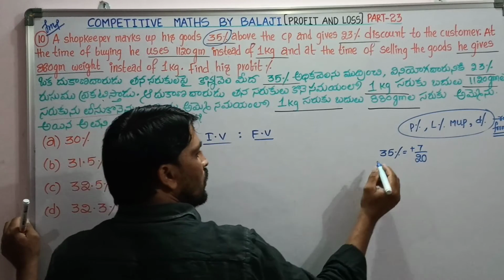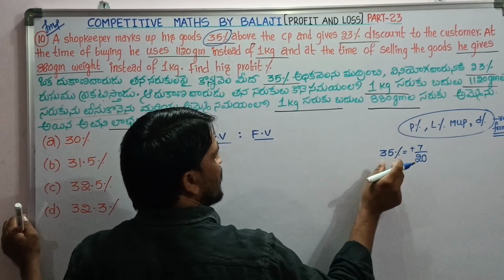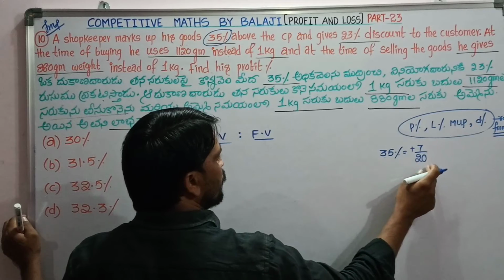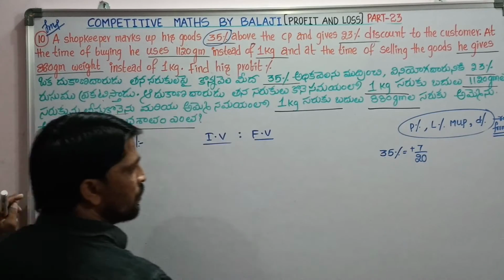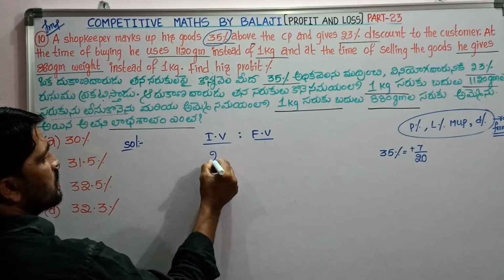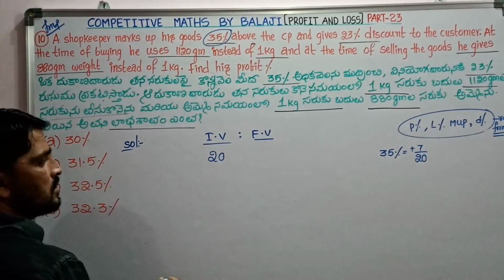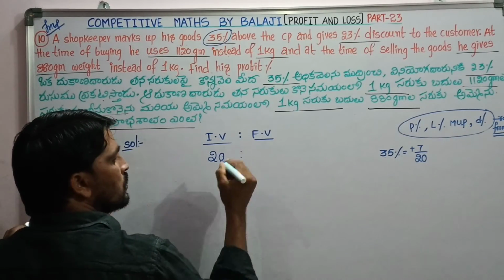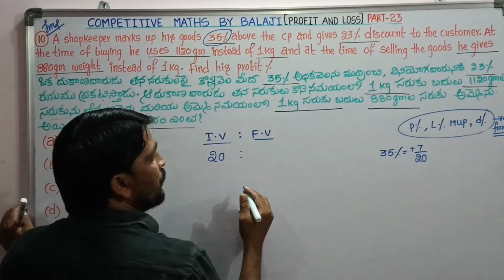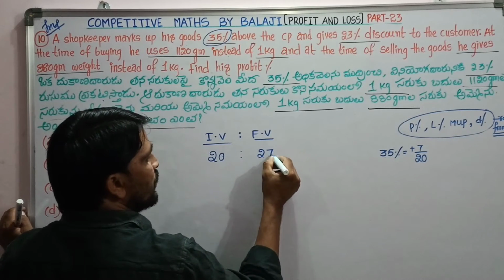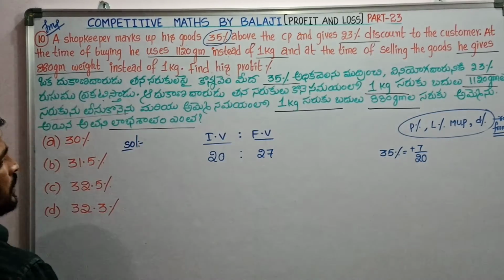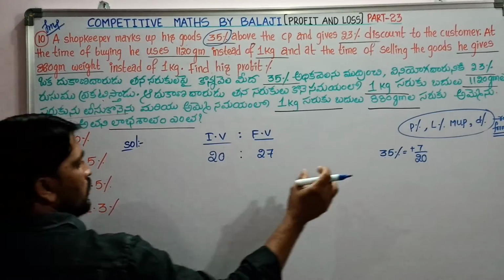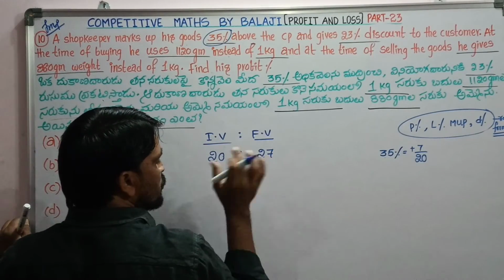That means 7 into 5% is 35%. 5% value is 1/20, so 35% value is 7/20. That is, for 20 units cost price, goods are marked 7 units more, that is 27 units. Okay, that is the markup ratio. The markup is always written in ratio form.